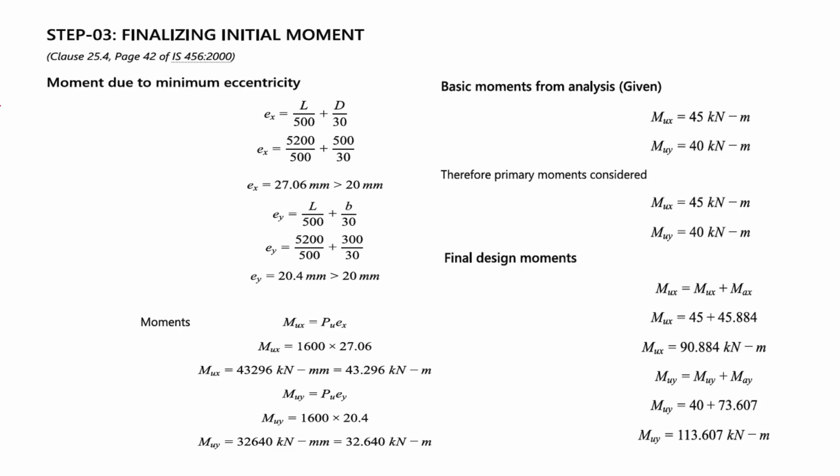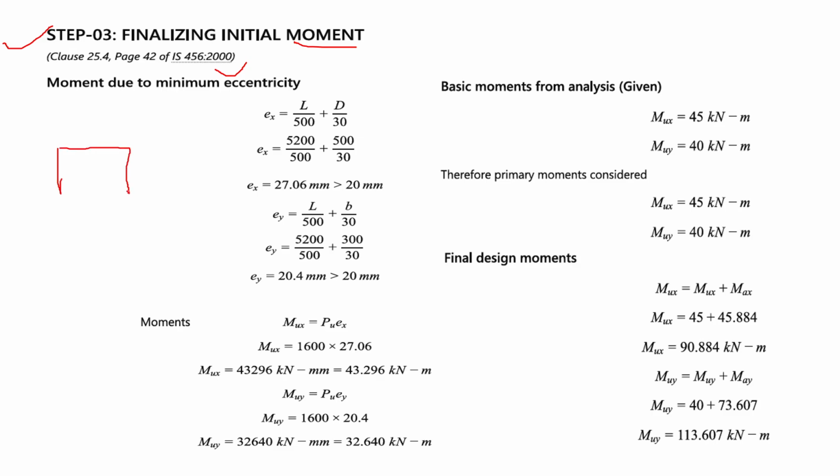Now, finalizing the initial moment, step 3. In step 1, we checked whether this column is long or short. In step 2, we applied the additional moment, and after getting the additional moment, we applied the reduction factor to get the reduced moment. And step 3 is finalizing the initial moment. Clause 25.4, page number 42, IS 456. You have to find the moment due to the minimum eccentricity.